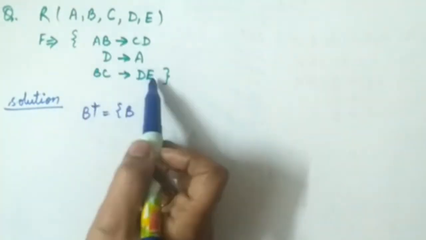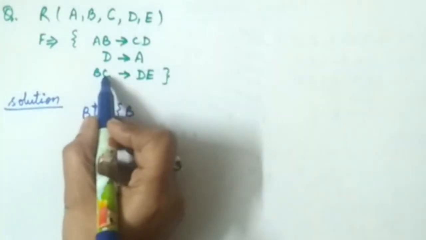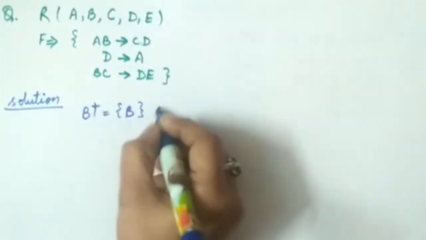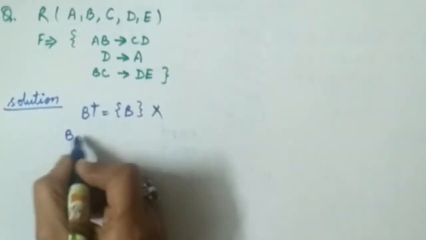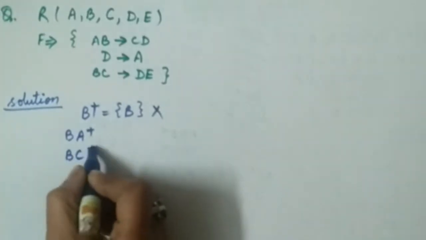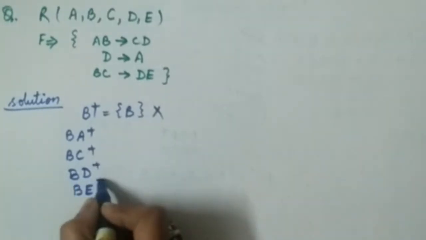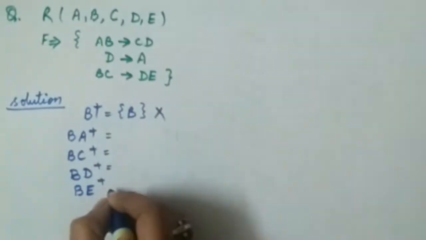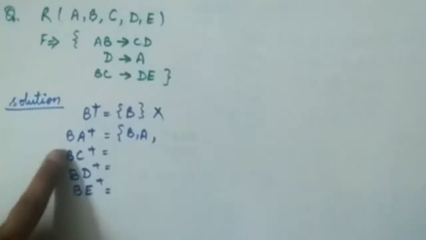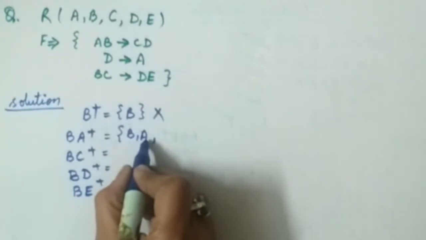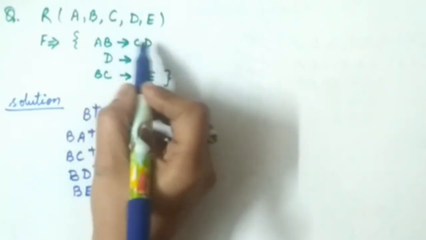So closure of B can identify itself. Then from B, can I go to any other attribute? No, because with B I need A. I do not have A here. With B, I need C, and C is also not here. So this ends here. Next, the closure of BA, BC, BD, and BE. Let's try these closures. So the closure of BA, that is BA itself using the reflexivity property.